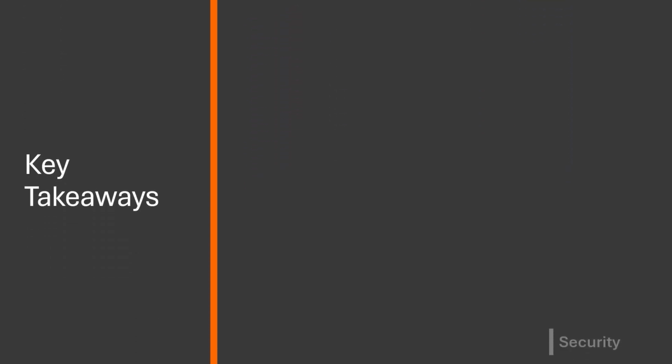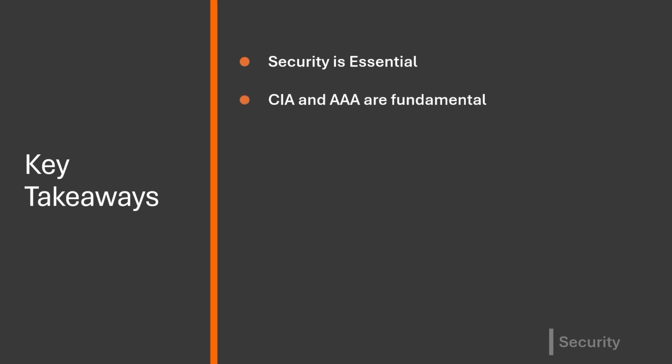Okay, that's it for this video. Let's look at the key takeaways. So first off, protecting our business data and systems is critical for trust and operations. The CIA Triad, which stands for Confidentiality, Integrity, and Availability, and the AAA Framework, which is Authentication, Authorization, and Accounting, are core security principles. Identity and Access Management, or IAM, is crucial for ensuring the right people have the right access. Multi-factor authentication, or MFA, adds a vital layer of protection against unauthorized access.